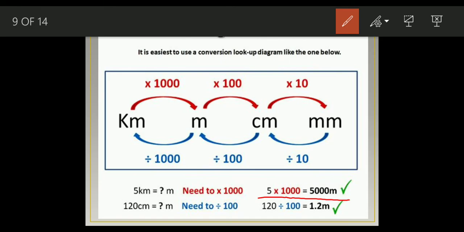Let me take another example. For example, my question is 120 centimeter. I need to convert to meter. Now which is bigger, centimeter or meter? Meter is bigger, centimeter is smaller. So my question is in the smaller unit, which means I'm going to convert smaller to bigger. So what should I do? I should divide. So first step, I found out it is division.